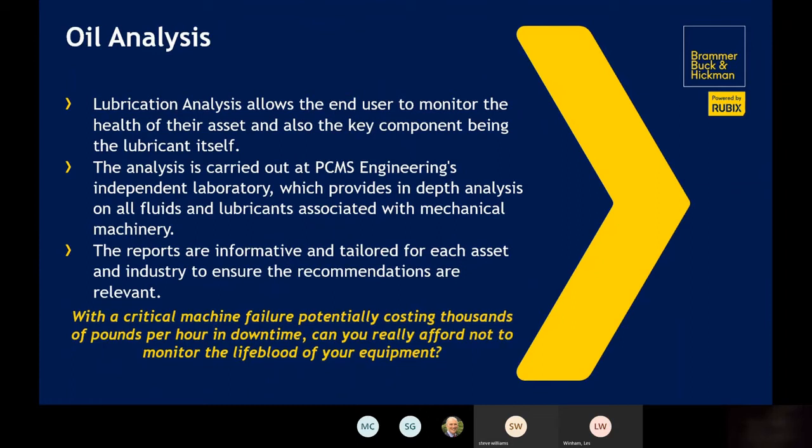We advise you to take your sample just after shutdown from the middle of the main body of oil, as this will give a true reflection of your oil's condition. Drain points will have more dirt and contaminants, which can give incorrect results. Once you post the sample, we will email the results to you within 3 days of receipt. And if required, we can even take the oil samples for you as part of a condition monitoring program. So with a critical machine failure, thousands of pounds per hour in downtime, can you really afford not to monitor the lifeblood of your machinery?